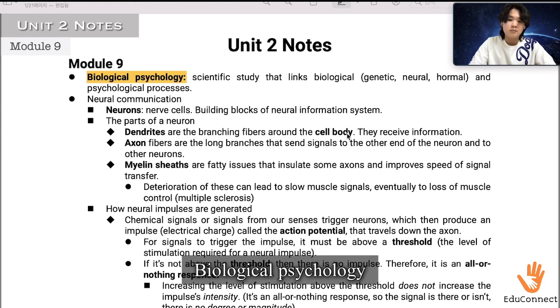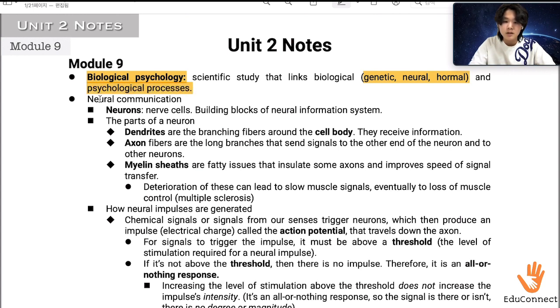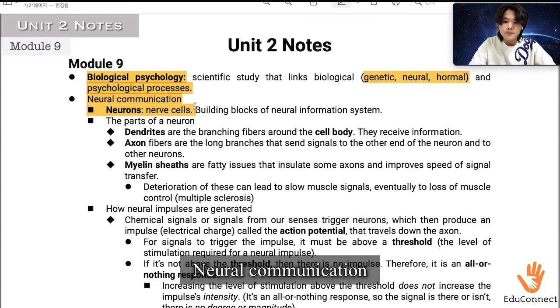Module 9 starts with biological psychology. Biological psychology is a scientific study that links biological, which includes genetic, neural, and hormonal studies, and psychological processes. Neural communication is when neurons, which are the nerve cells and the building blocks of the neural information system, are included within the communication block.